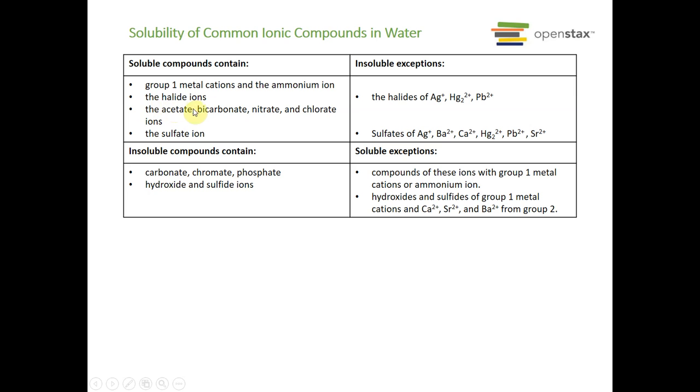Of the halides, almost all of them are soluble, with these few exceptions: silver, lead, and this one is mercury 1. I know it's kind of confusing because it's got a 2 there, but you got to understand that this double cation is spread between the two atoms, and so each one has a charge of +1.